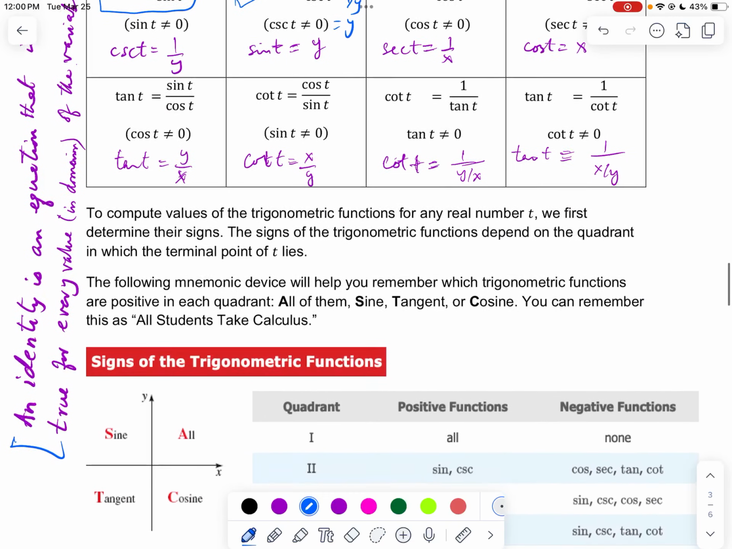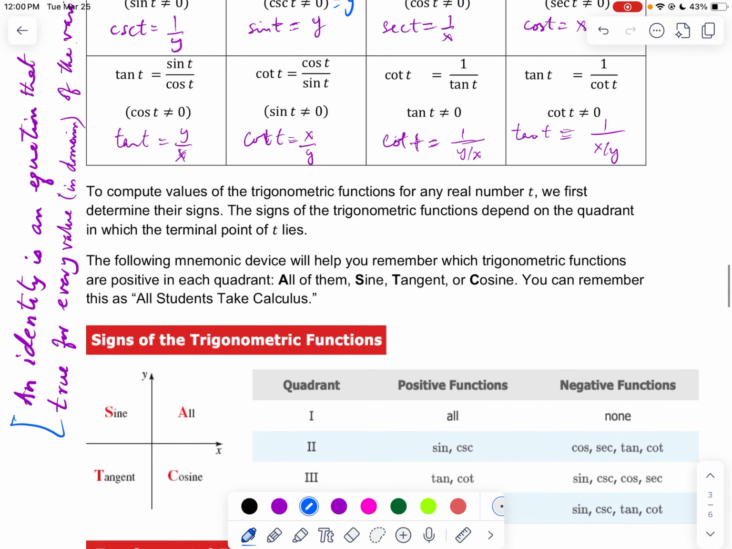And now it says to compute values of the trigonometric functions for any real number t, we first determine their signs. The signs of the trigonometric functions depend on the quadrant in which the terminal point of t lies. And this is the following chart, which will help you remember. You can remember it like what has been given here, or you can just remember where the terminal point is.